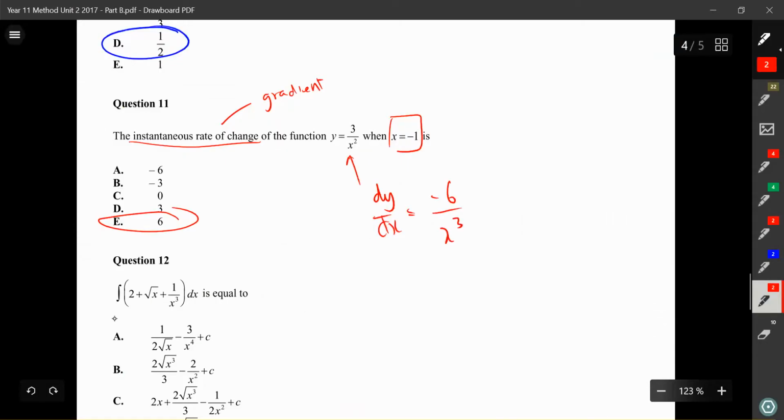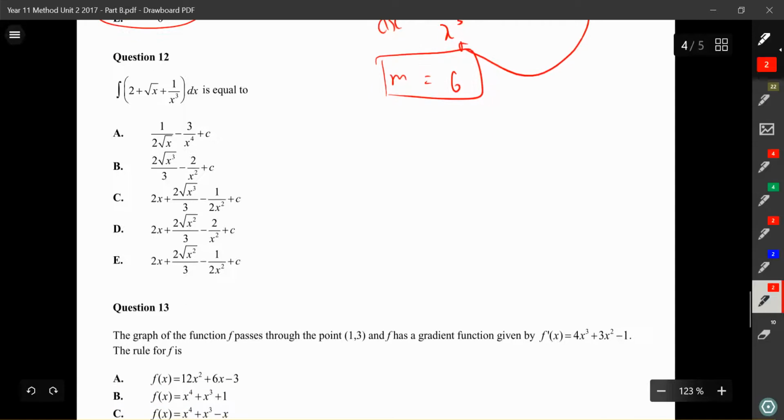But remember, you can't find the gradient unless you sub a point in. So at x equals -1, I just sub -1 in, and it works out to be 6. So that's my gradient. Okay, that's what instantaneous rate of change actually just means: the gradient at that point.